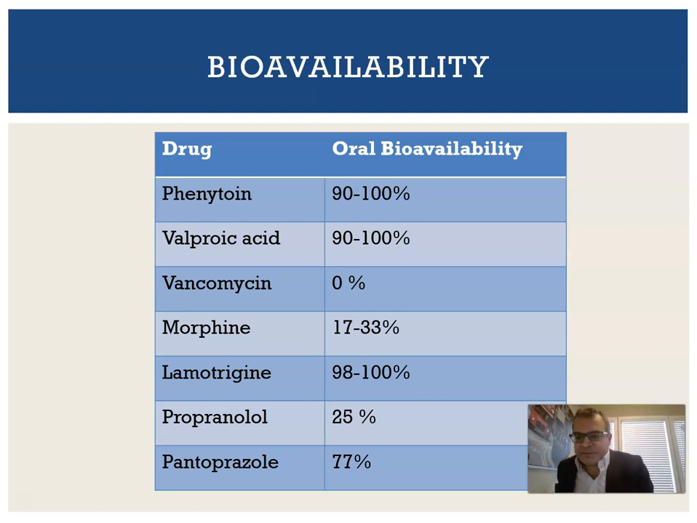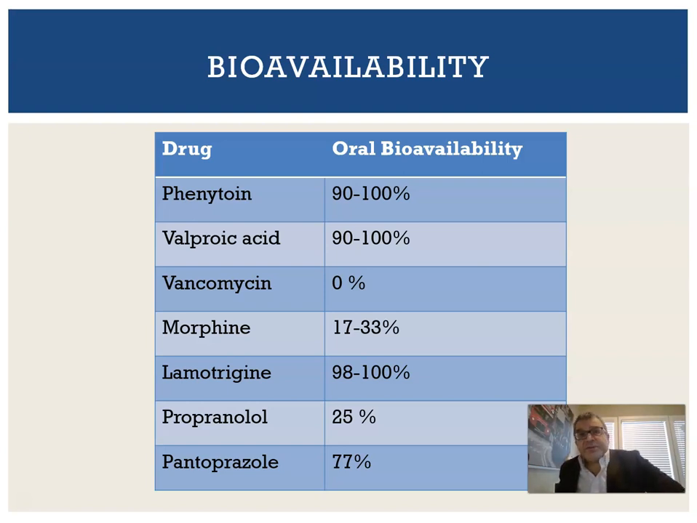On the other hand, if you look at propranolol, bioavailability is 25%. This reduced bioavailability is usually due to the extensive first pass metabolism. The drug gets metabolized in the liver before reaching the systemic circulation. And that's why when you look at the propranolol monographs, the intravenous dose is much lower than the oral dose.